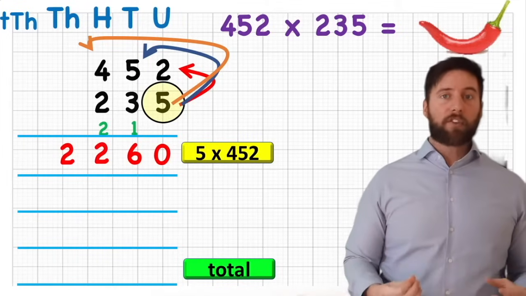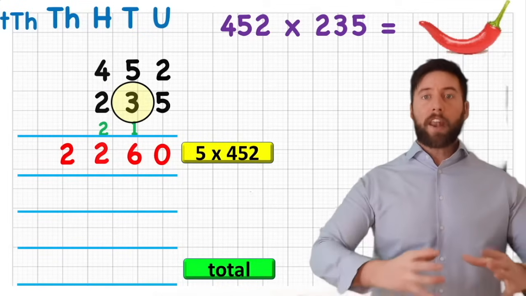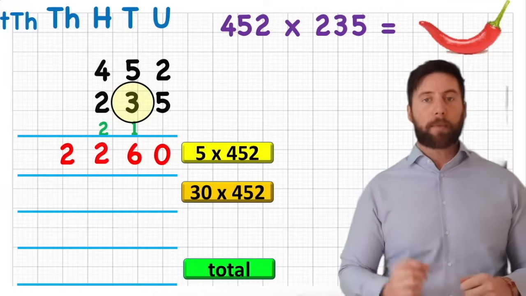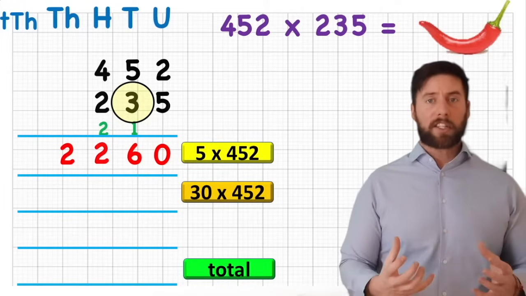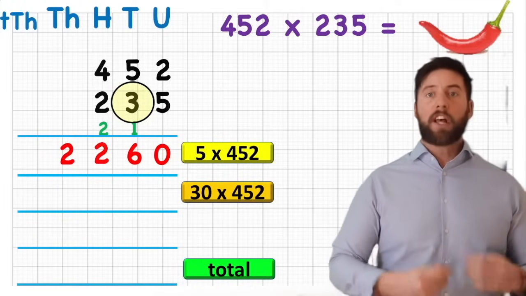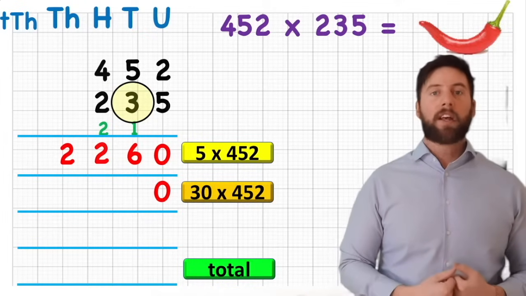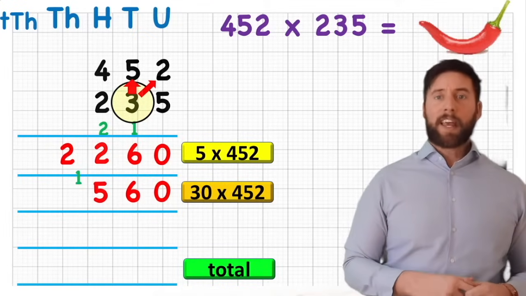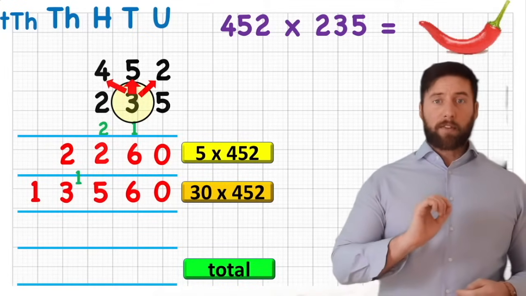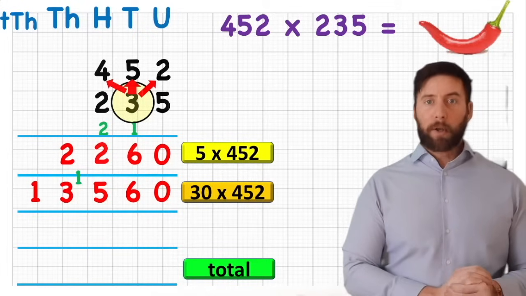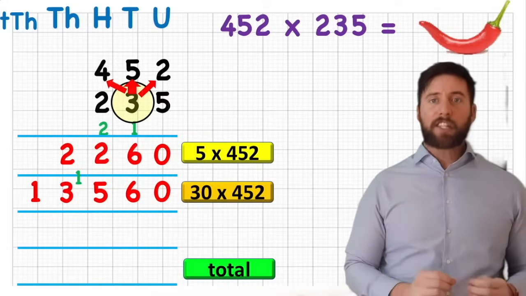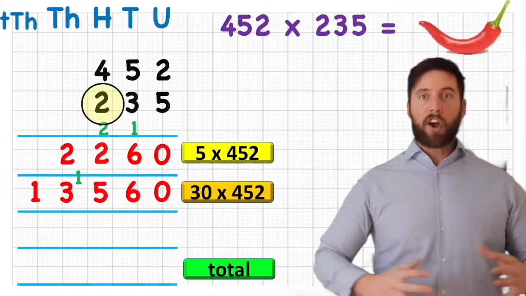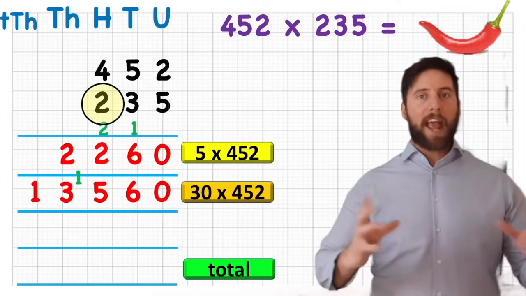Okay, right, now our second row, same as before, we are now looking at this 3, but it's not a 3, it's a 30, so let's make it 10 times larger by putting in our placeholder, okay, because it's a 30. It's 10 times larger than 3, which is what we want to be dealing with. Okay, so just like before, 3 times 2 is 6, 3 times 5 is 15, 3 times 4 is 12, plus the 1, 13. So 30 times 452 is 13,560.